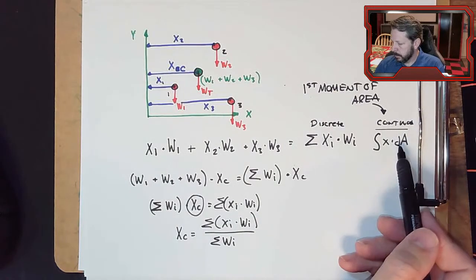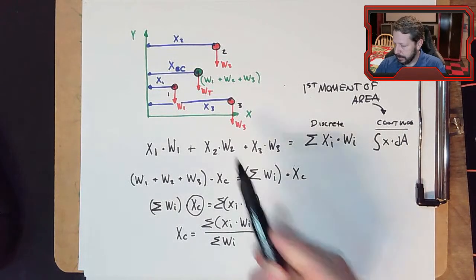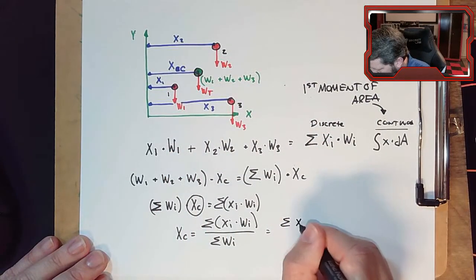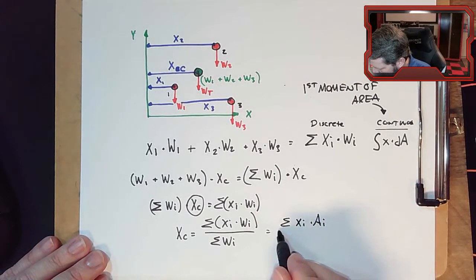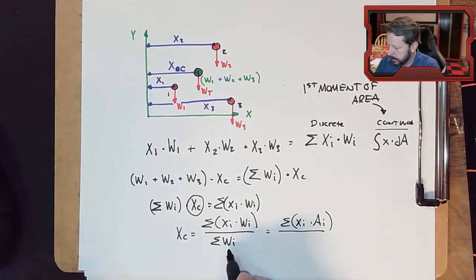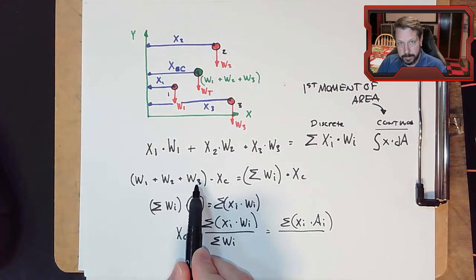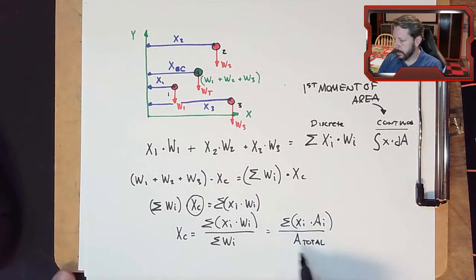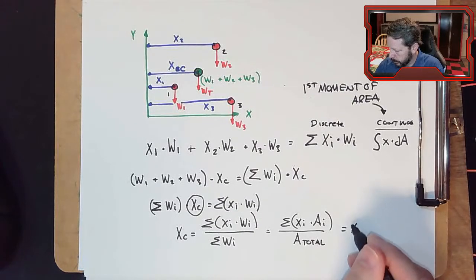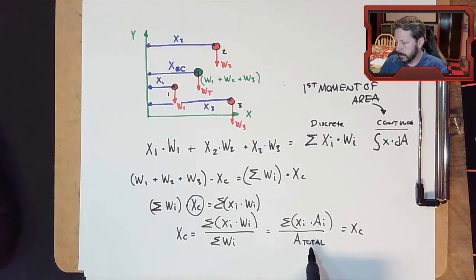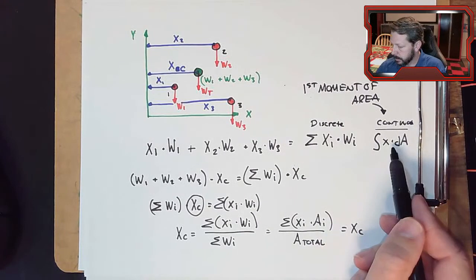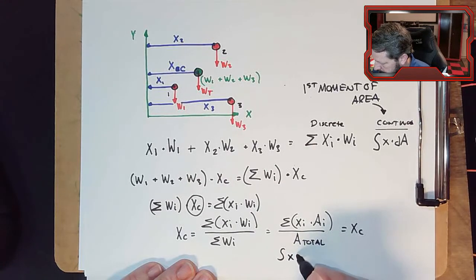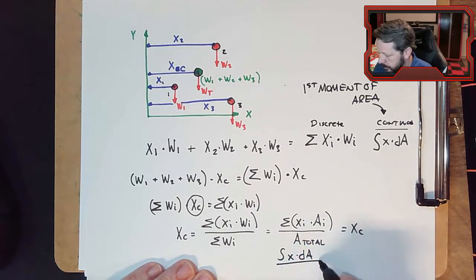Now remember, these are not actually weights. They are little tiny areas. And this is just the summation of all of the weights, or all the area. So this is just the total area. So there's a discrete equation that I can use to calculate the location of a centroid. I can use the continuous version. So replace the numerator with integral of x dA. The denominator is still the total area.